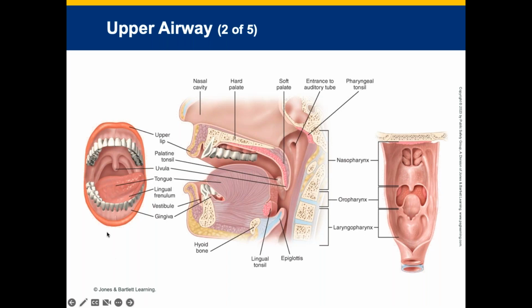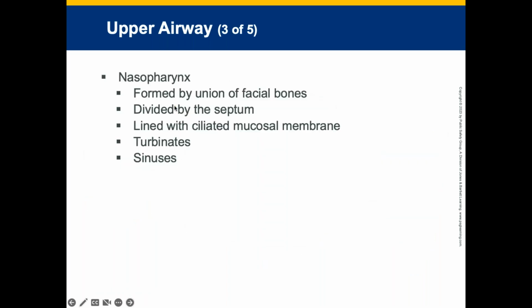All right, moving forward. So we have, obviously, with the upper airway, the nasopharynx, oropharynx, and laryngopharynx, as you can see in the picture on the right-hand side as well. This is more the upper airway anatomy. This will show more of the oral cavity and the pharynx. So let's go a little more in depth on the nasopharynx.